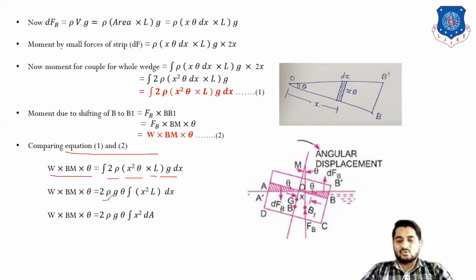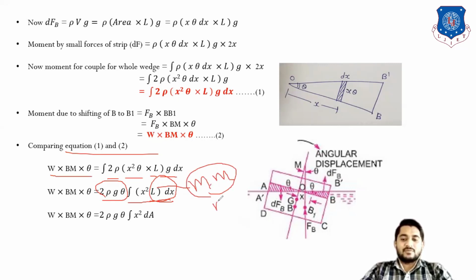So here 2 rho G and theta is constant, so let us take it out of the integration. So this equation is remaining: W Bm into theta is equal to 2 rho G theta x square into L into dx. L is in meters and dx is in meters, so that will be meter square.